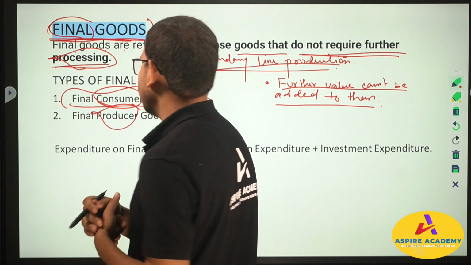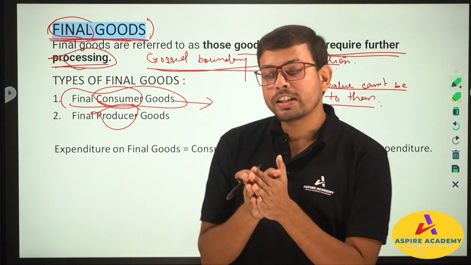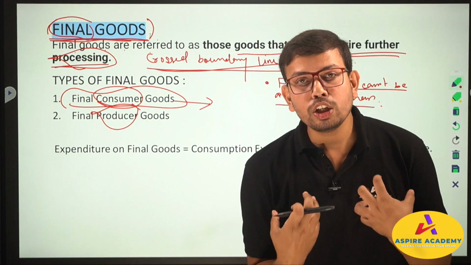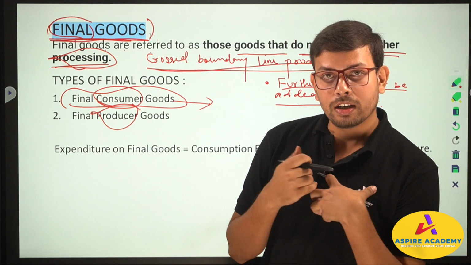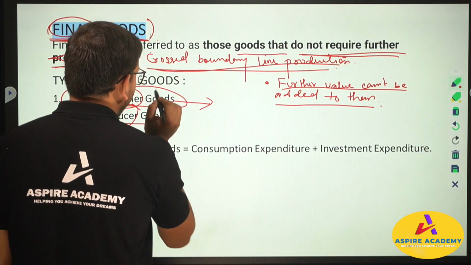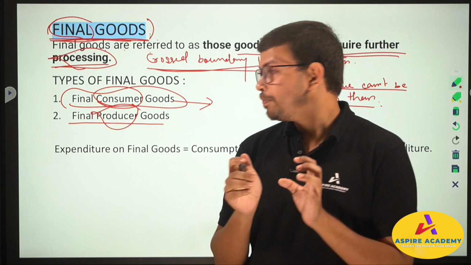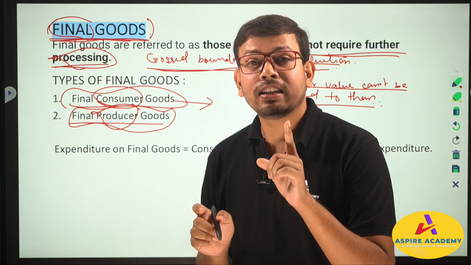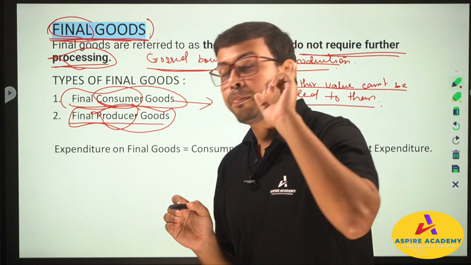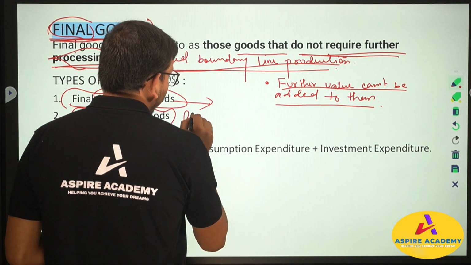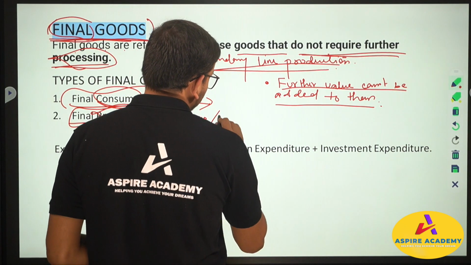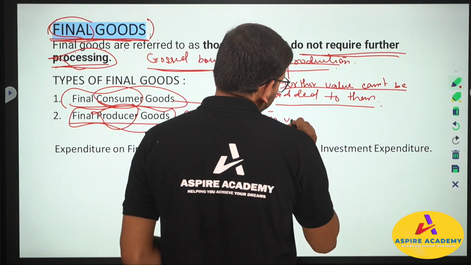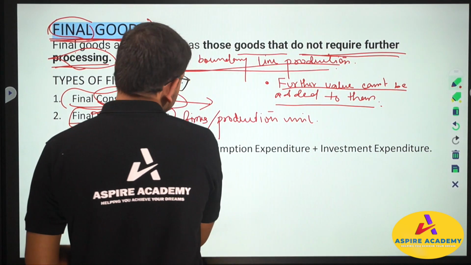What is a final consumer good? It's that particular final good which is ready to be used by consumers for satisfying their needs and wants, whereas the final producer good is that type of good which is ready for further use in production units or farms, for further production of goods and services.